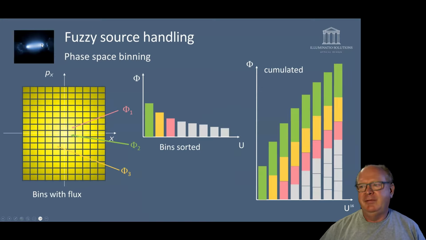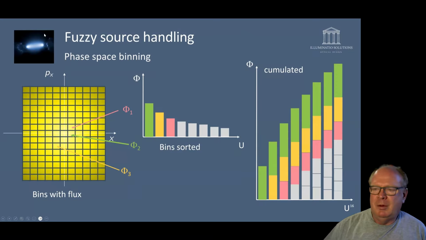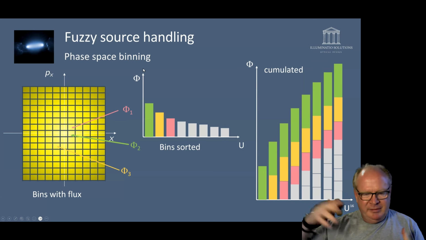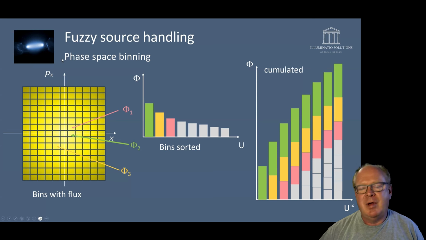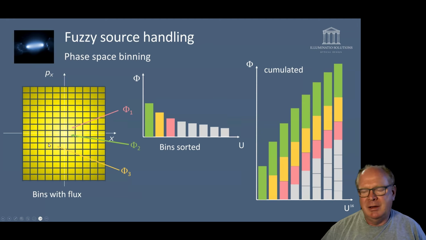So let's start with the source. If you have a fuzzy source, what do you do? We apply a phase space binning. So basically, we split the phase space in maybe a few hundred spatial bins and a few hundred angular bins. And then you can measure the flux or the energy in every bin. So you can, for example, do this if you have a ray file of such a source. You can just bin all the rays you get and measure energy.